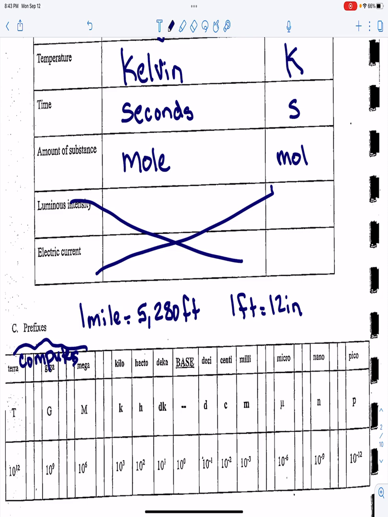We have kilo, we have hecto, we have deca, which is da. We have a base. A base can be a gram, a liter, or a meter. We have deci, centi, milli, milliliter, millimeter. We have micro, which is 10 to the negative 6. A micrometer or a microliter means it's something really small. A nano is 10 to the negative 9. Pico is 10 to the negative 12. We won't use pico in level 2 chem, but we probably could look at micro and nano.